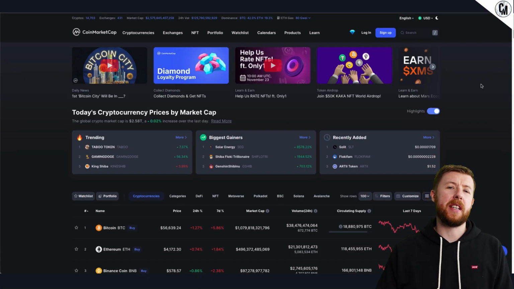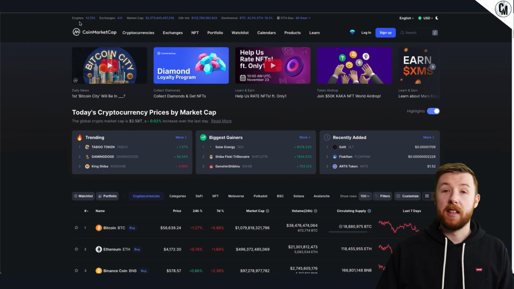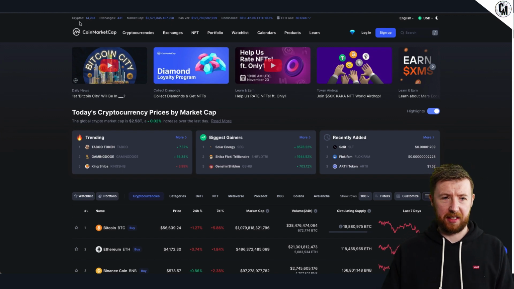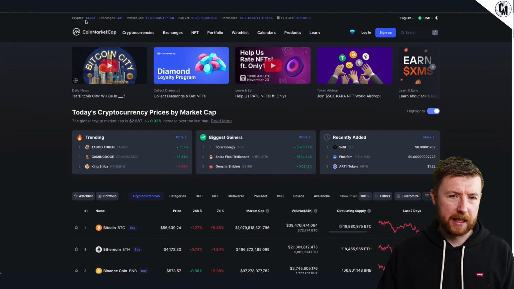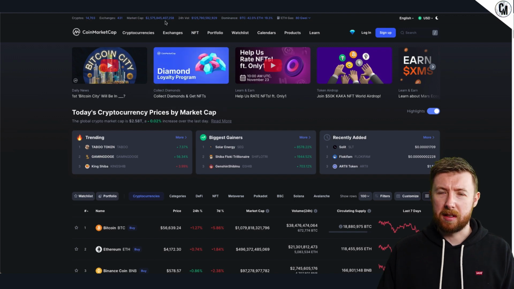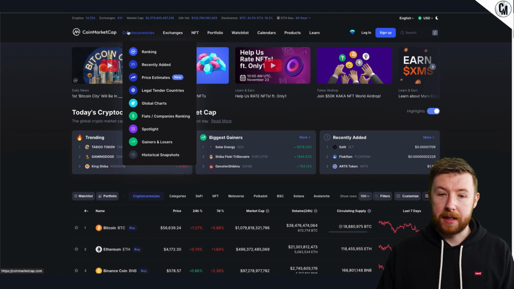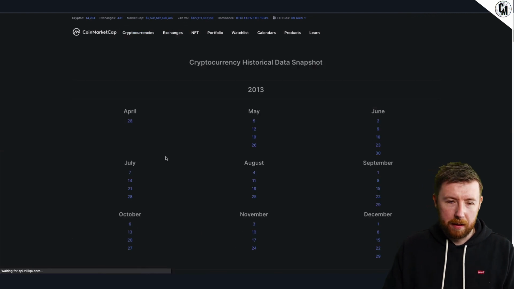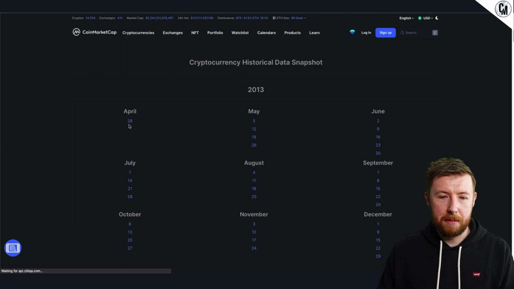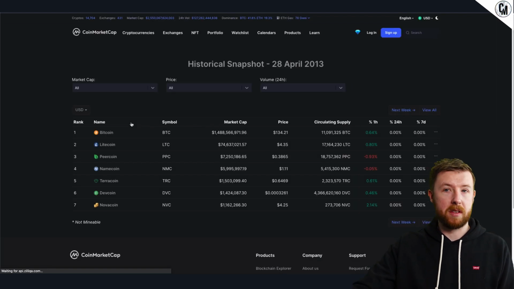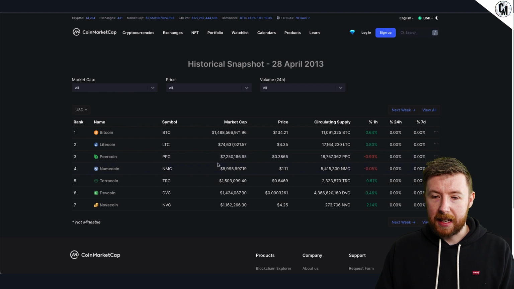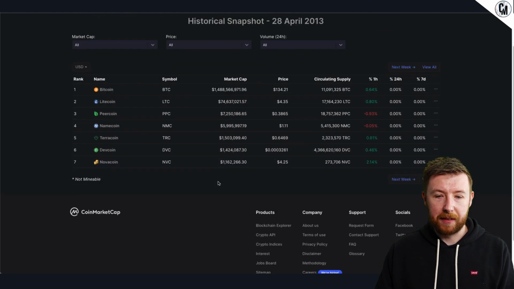Okay, so as you see here, top left, 14,703 coins. It's quite a lot, right? 2.5 trillion. Cool. Now, I'm going to give you a little bit of a pointer, if you can be bothered doing this, might be a bit boring though. If you go to the historical snapshots and go to the start of this website, you can see how many coins there were. There's seven, right? Back in the day.